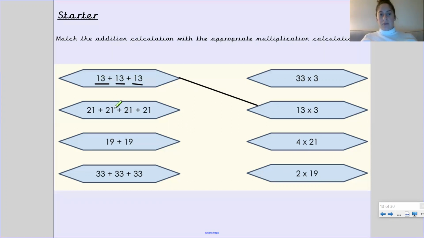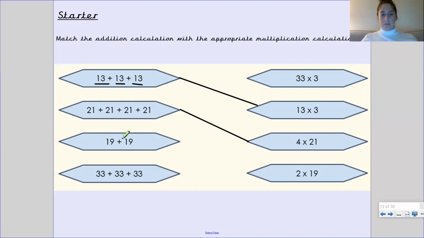21 plus 21 plus 21 plus 21. Which one of these multiplication number sentences does that match with? We've got the number 21 added together how many times? 1, 2, 3, 4. So how many groups of 21 do we have? 4. So it matches with this one. 4 times 21. 4 groups of 21.